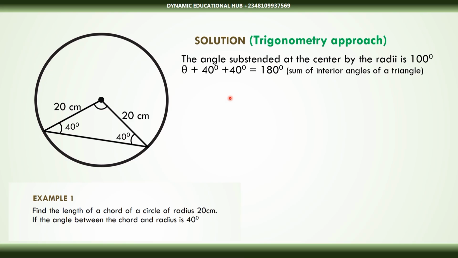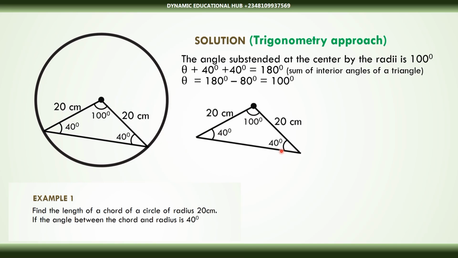Now, the sum of the interior angles of a triangle is equal to 180 degrees when you add all the interior angles together. So let's say this angle is unknown, theta, plus 40 degrees plus 40 degrees is going to give me 180 degrees. So 40 plus 40 is going to be 80, and when you transfer 80 to the other side, you're going to get 180 minus 80. That is what we have here. So theta is going to be 180 minus 80 degrees, which is 100 degrees. So this angle is 100 degrees.